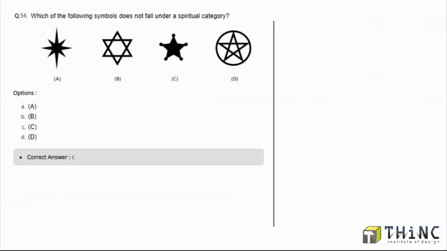Which of the following symbols does not fall under a spiritual category? If you look at this, there are four options, out of which option A is related to Christianity, option B is related to Judaism, and option D is related to Taoism in China. So the option which does not belong to any spiritual category is option C. So the answer is option C.